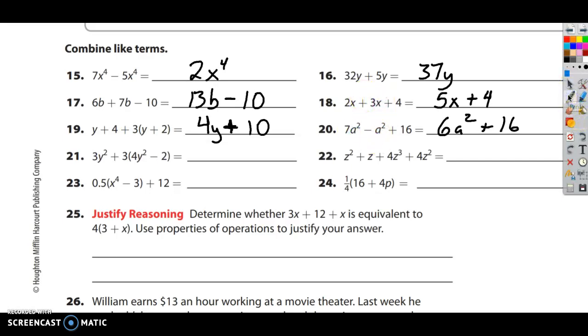All right, so we've got another one here, number 21, where I need to do the distributive property. I'm going to do 3 times 4 is 12, y squared, and 3 times 2 is 6, and then that gets subtracted because of this sign right here. Now what can I combine? I've got y squareds and y squareds. So 3 plus 12 is 15. y squared minus 6.